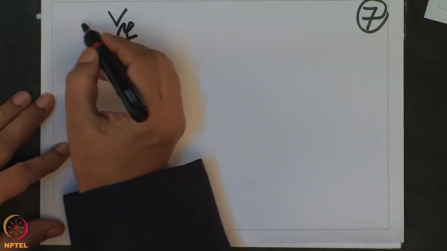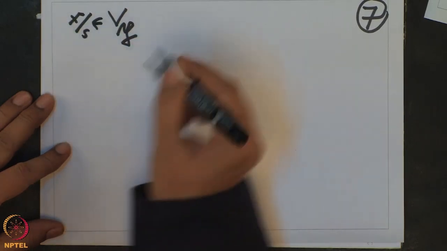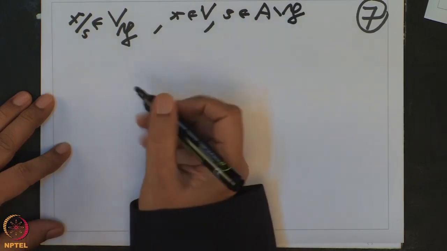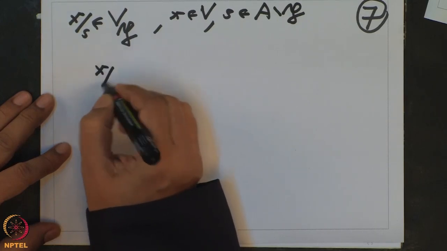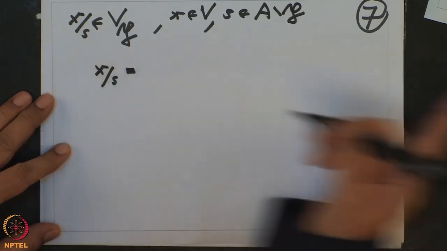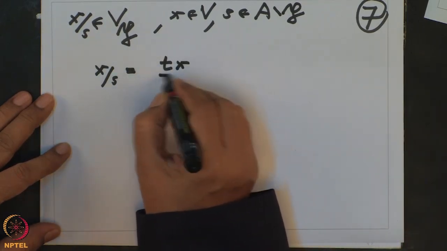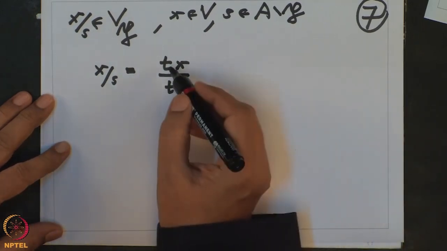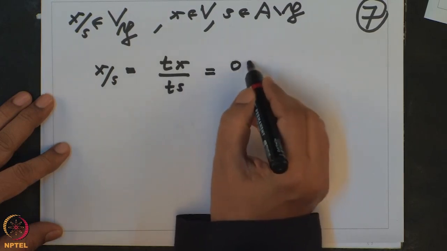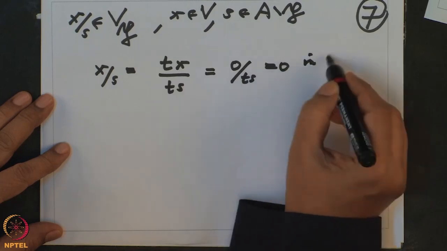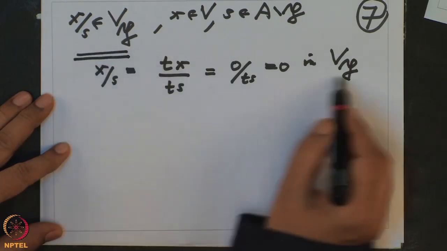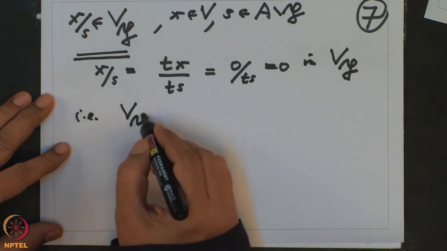Now let us take any element of V localized at P, any element X by S. This means X is in V and S is in A minus P. Then X by S is also the same as, I can multiply up and down by that T I have chosen, so TX divided by TS. These are the same, that is localization. But T is in the annihilator, so the numerator is 0, and then this is the zero element in V localized at P. So I have proved that if I take an arbitrary element in the localization, then it is 0. So we have proved that the module V localized at P is 0.